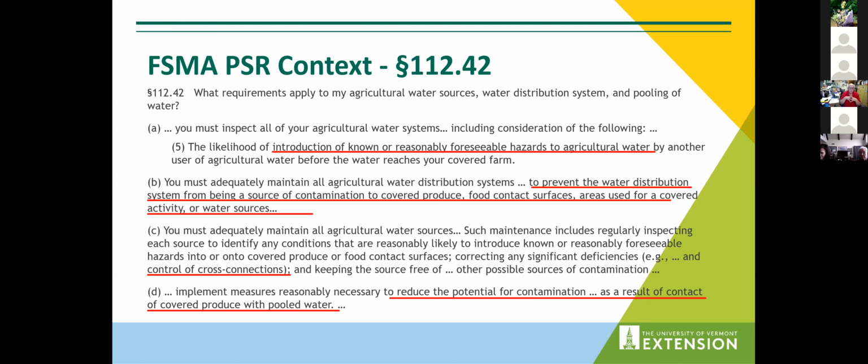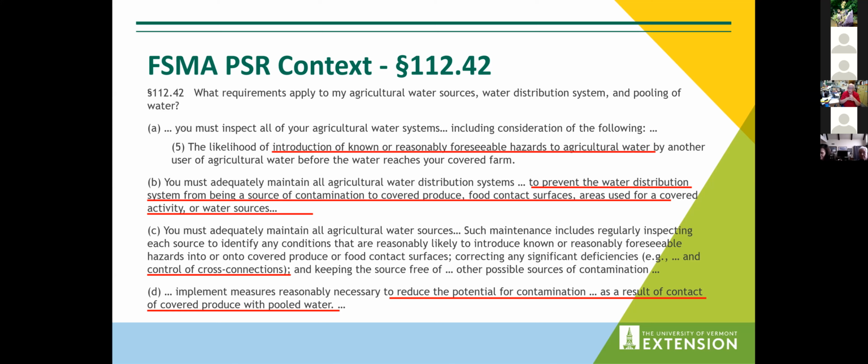Also, C, not having any cross connection. This is not much of a problem in the east. It definitely is a problem out west, where they will use the same underground mains to move effluent from a slurry store or a feedlot, and then turn around and use it, same thing for irrigation. So that is a concern out west.